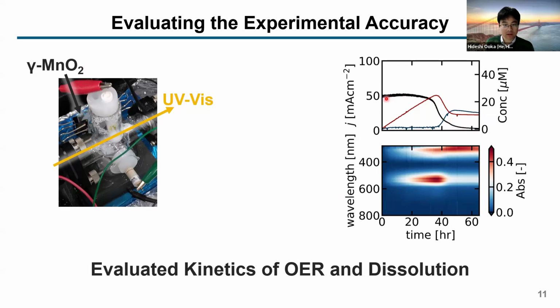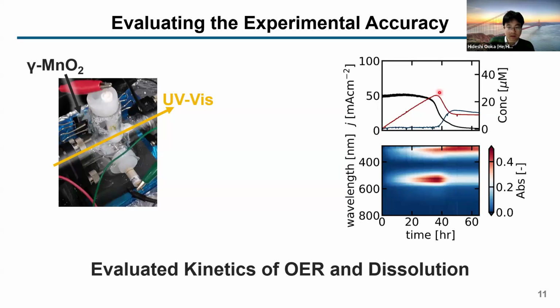So this black one is the current density, and after around 40 hours, it decays to 0. And this red one starts increasing from the initial time point. That is the manganese 7+ that is dissolved into the solution because the manganese oxide is dissolving.